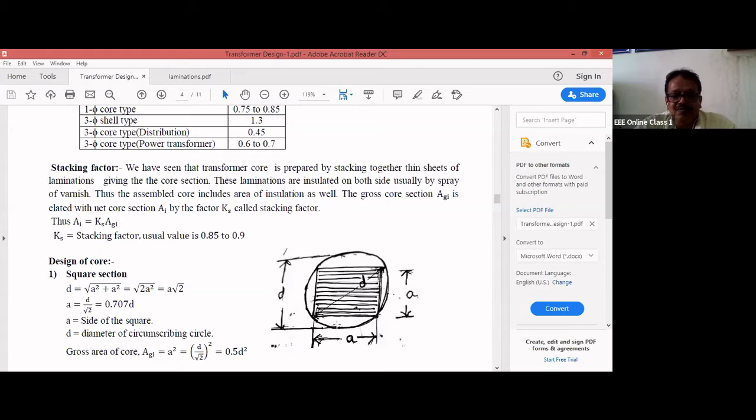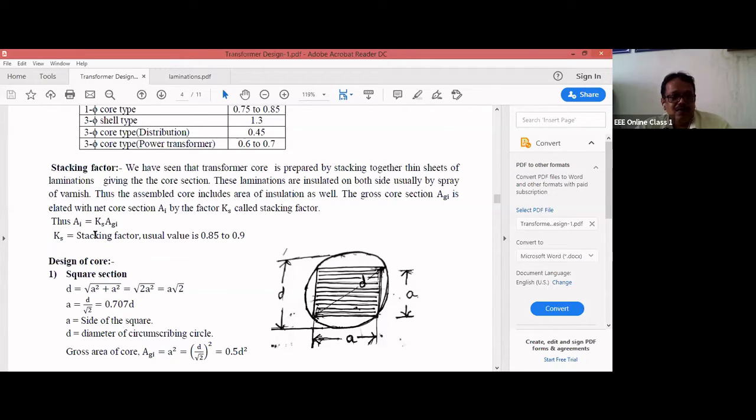If they stack together, definitely the net iron area AI, the net iron area, is nothing but KS into AGI. And AGI is nothing but the gross core area. The gross core area includes both the iron part and even the insulation part. So if I want to calculate only the net iron area, only the iron part, then that is equal to KS into AGI.